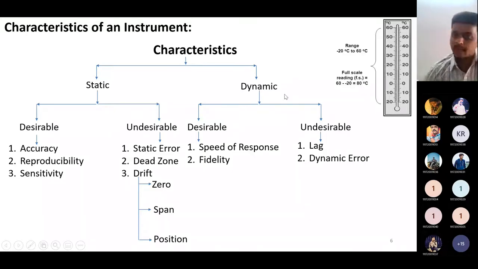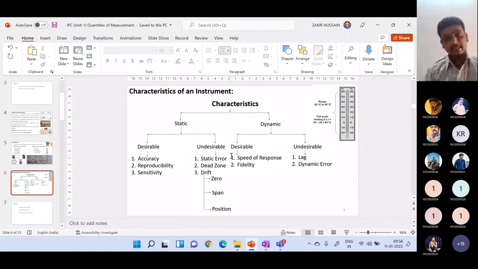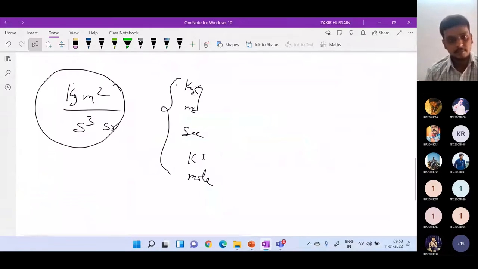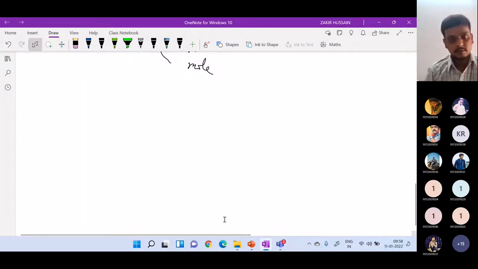Next, in the dynamic characteristics, there are two types of characteristics: desirable and undesirable. In the desirable category, the first one is the speed of response, and the next one is fidelity. And among the dynamic characteristics, the undesirable characteristics are lag and dynamic error. So these are the various characteristics which are there in the instrument, and we will try to explain them in detail.